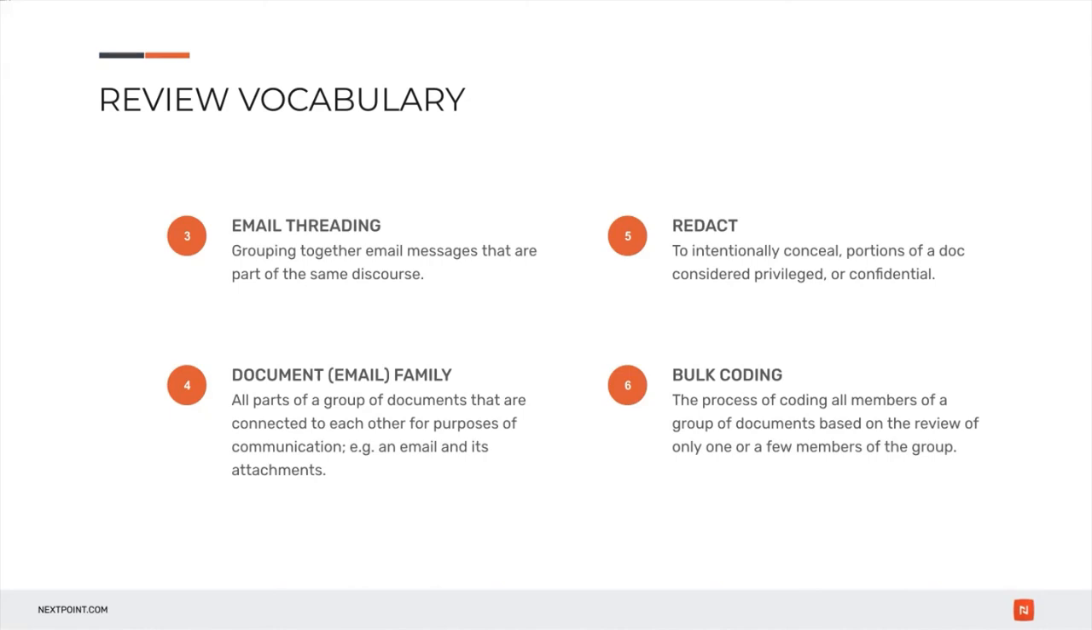Document or email family: all parts of a group of documents that are connected to each other for purposes of communication. An example would be an email and its attachments. So if you received an email with 4 attachments, whatever they are, whether it is an Excel spreadsheet, a PowerPoint presentation, a Word document, and then maybe another email that was attached to it, all of those attachments, along with that parent email, are going to be considered part of that same family.